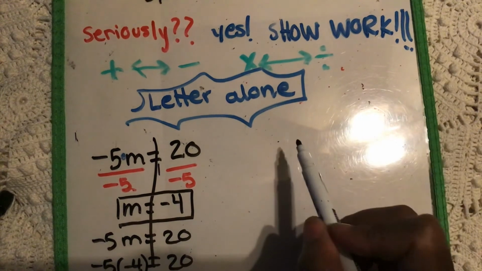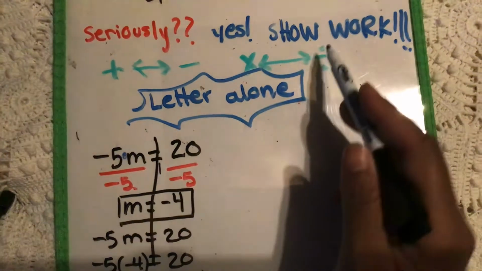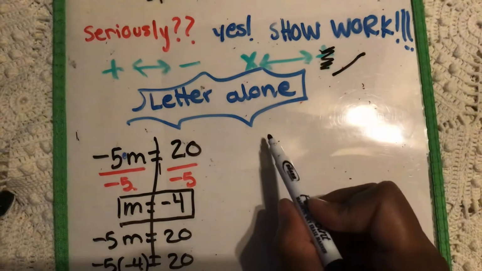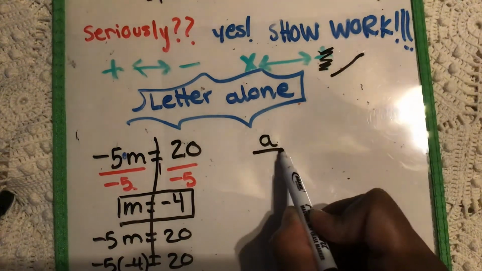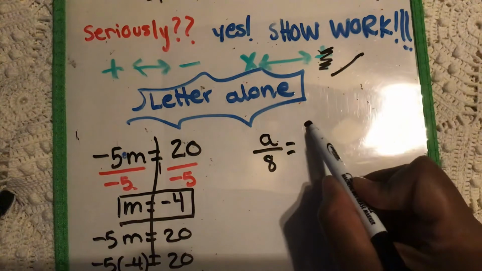So same thing with division. Division is not going to look the same this year. We're not using this divide symbol here. We're actually going to be using our fraction bar. So I will put A divided by 8 equals 2.